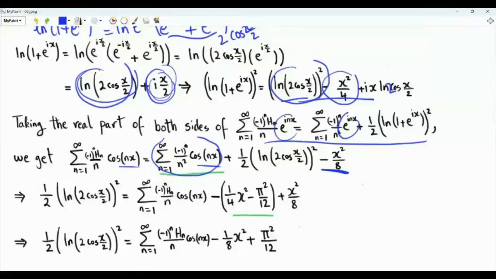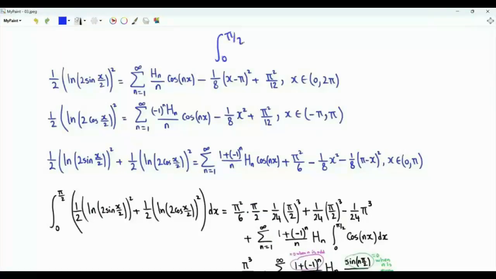This is an old friend, the Fourier series of 1/4 x squared minus pi squared over 12, as obtained on the previous page. We can use this result to express 1/2 times the square of the logarithm of 2 cosine x over 2. We have minus x squared over 8, plus pi squared over 12, and we have this summation with the nth harmonic number and cosine nx.